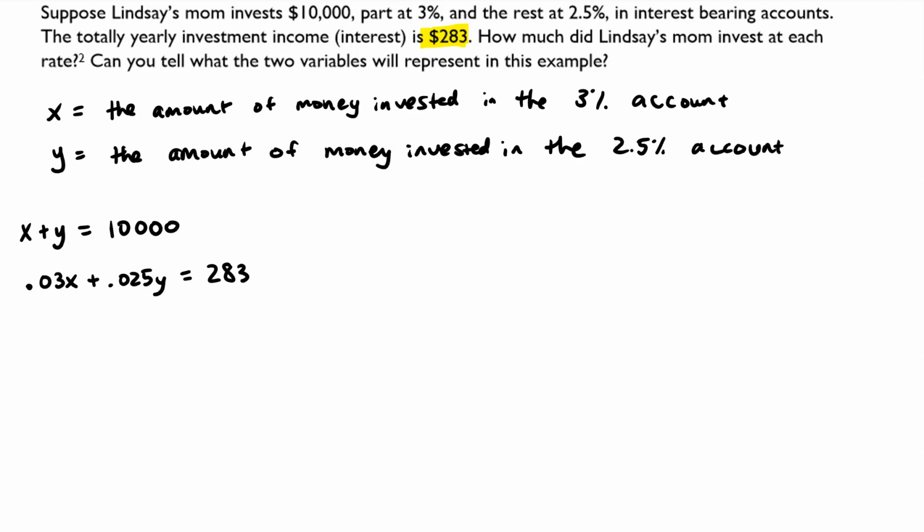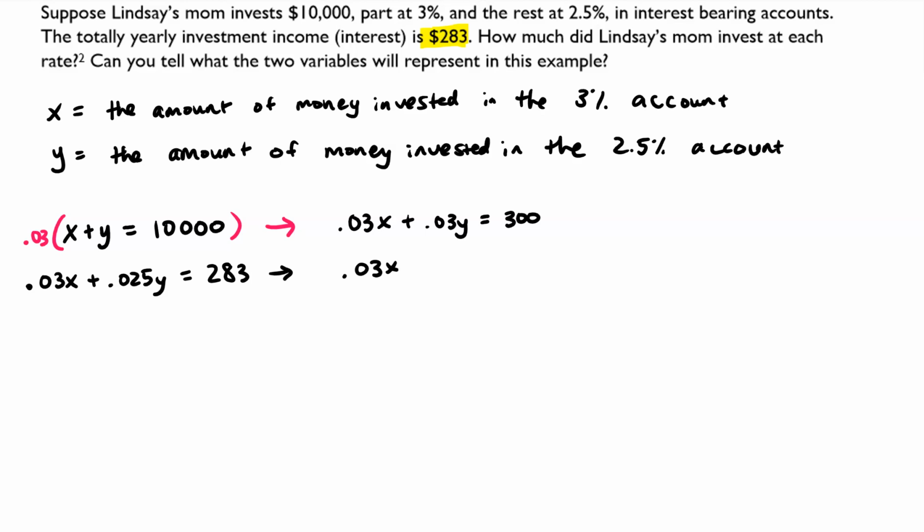Okay, so again, just like in the previous example, if we were to subtract the equations, neither of the variables would be eliminated at this stage. So we need to first multiply, and there's different things that you could multiply by, but I'm going to multiply the top equation by 0.03. If I do that, that's going to give me 0.03x plus 0.03y is equal to 300. And my second equation, I don't need to alter that.